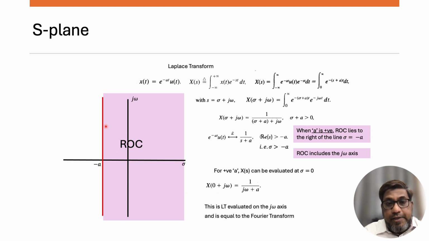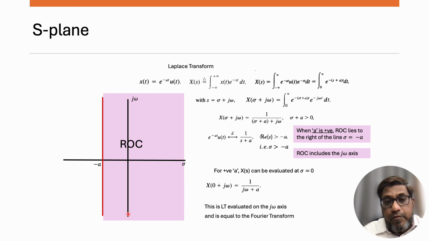So therefore, if the region of convergence for the Laplace transform includes the j omega axis, then for that signal we could compute the Fourier transform as well. So that means we can compute the Laplace transform at sigma equal to 0. That means we are going to evaluate the Laplace transform along the j omega axis. That's what happens when we make sigma equal to 0. And when sigma equals 0, what we are basically getting is the Fourier transform of the signal. So Fourier transform is nothing but the Laplace transform evaluated along the j omega axis.